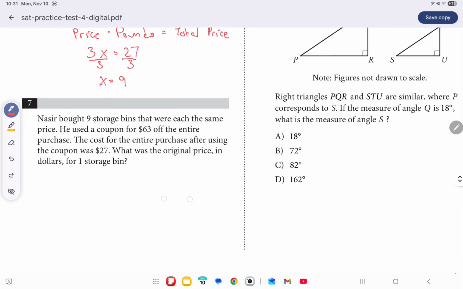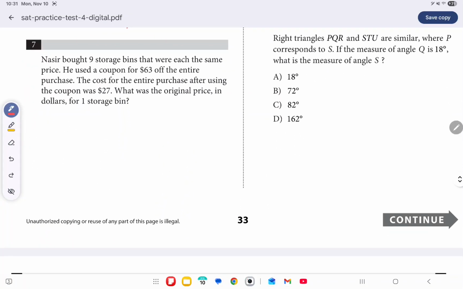Question 7. Nasir bought 9 storage bins that were each the same price. He used a coupon for $63 off the entire purchase. The cost for the entire purchase after using the coupon was $27. What was the original price in dollars for one storage bin? Okay, so we want to know what the price of one storage bin is, which we'll represent with the letter B. And in our situation here, it says he bought 9 of these.